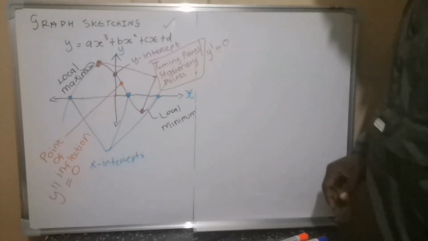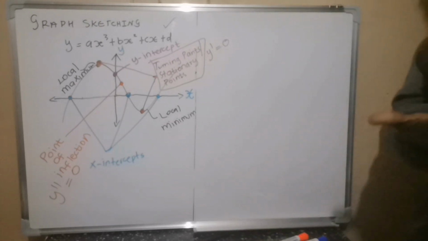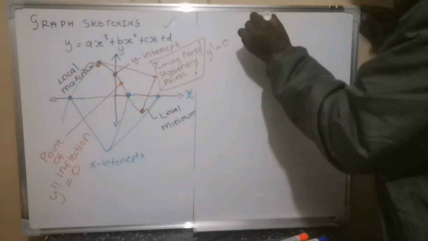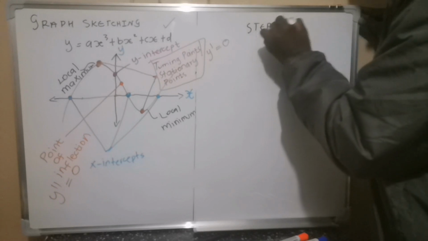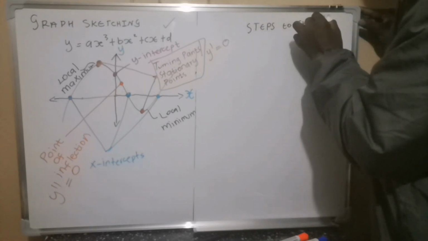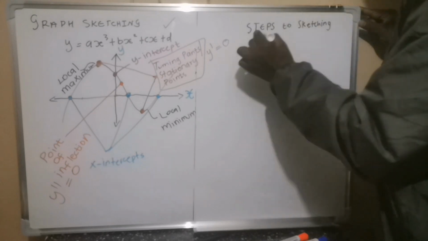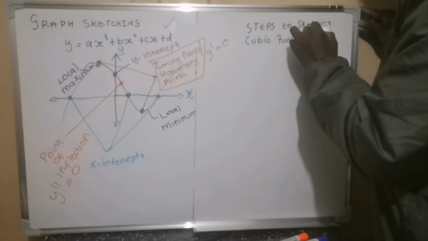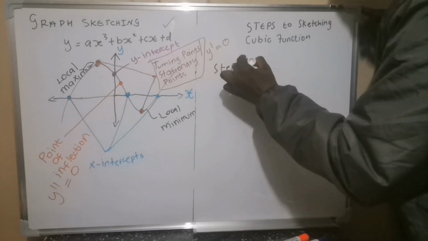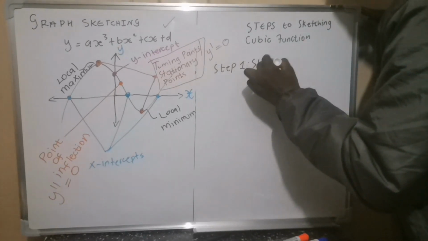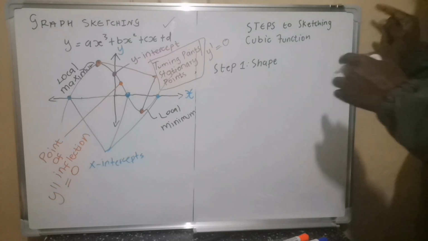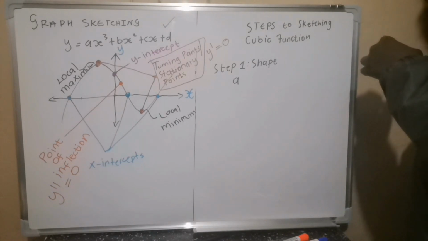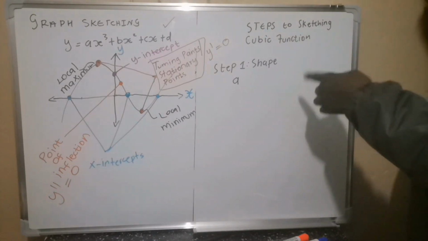Now, steps to sketching a cubic function. Step number 1, the shape. We talk about the value of a. If the value of a is bigger than 0, you need to know the shape. If the value of a is smaller than 0, you also need to know the shape.